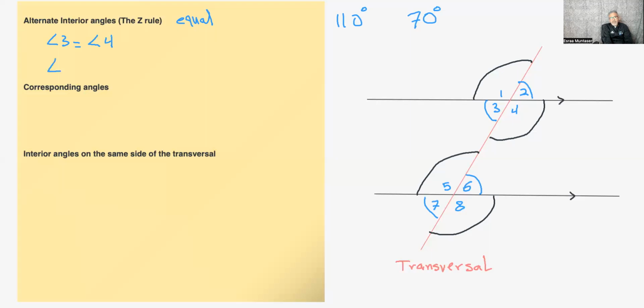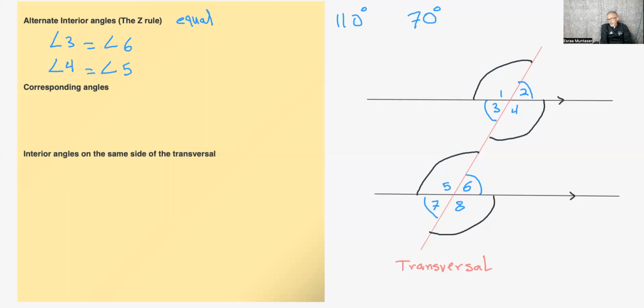Also 5 and 4. So therefore angle 3 is alternate interior to angle 6. That means they're equal. Also, angle 4 will be alternate interior to 5. It's obvious this equals this, and we call this alternate interior.